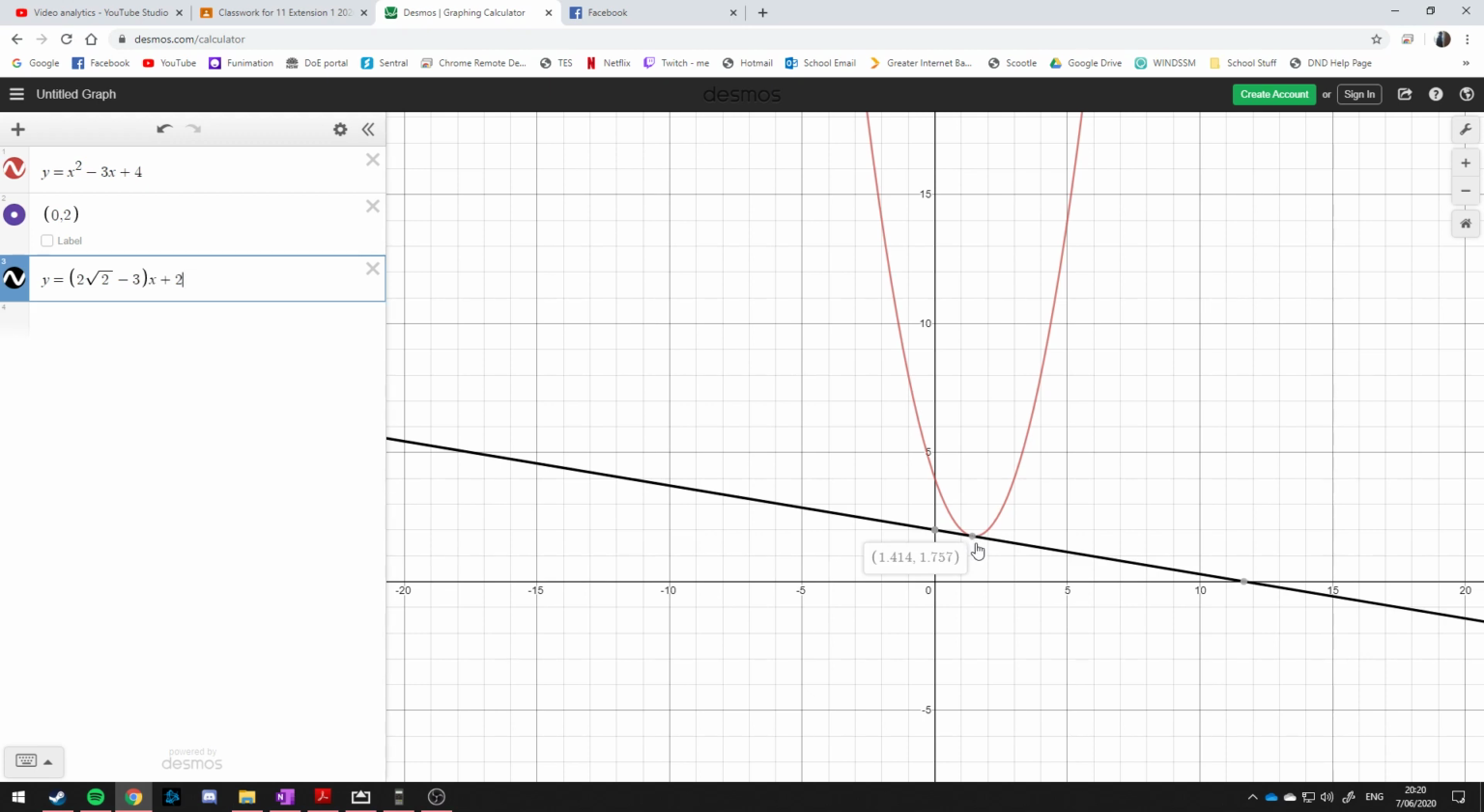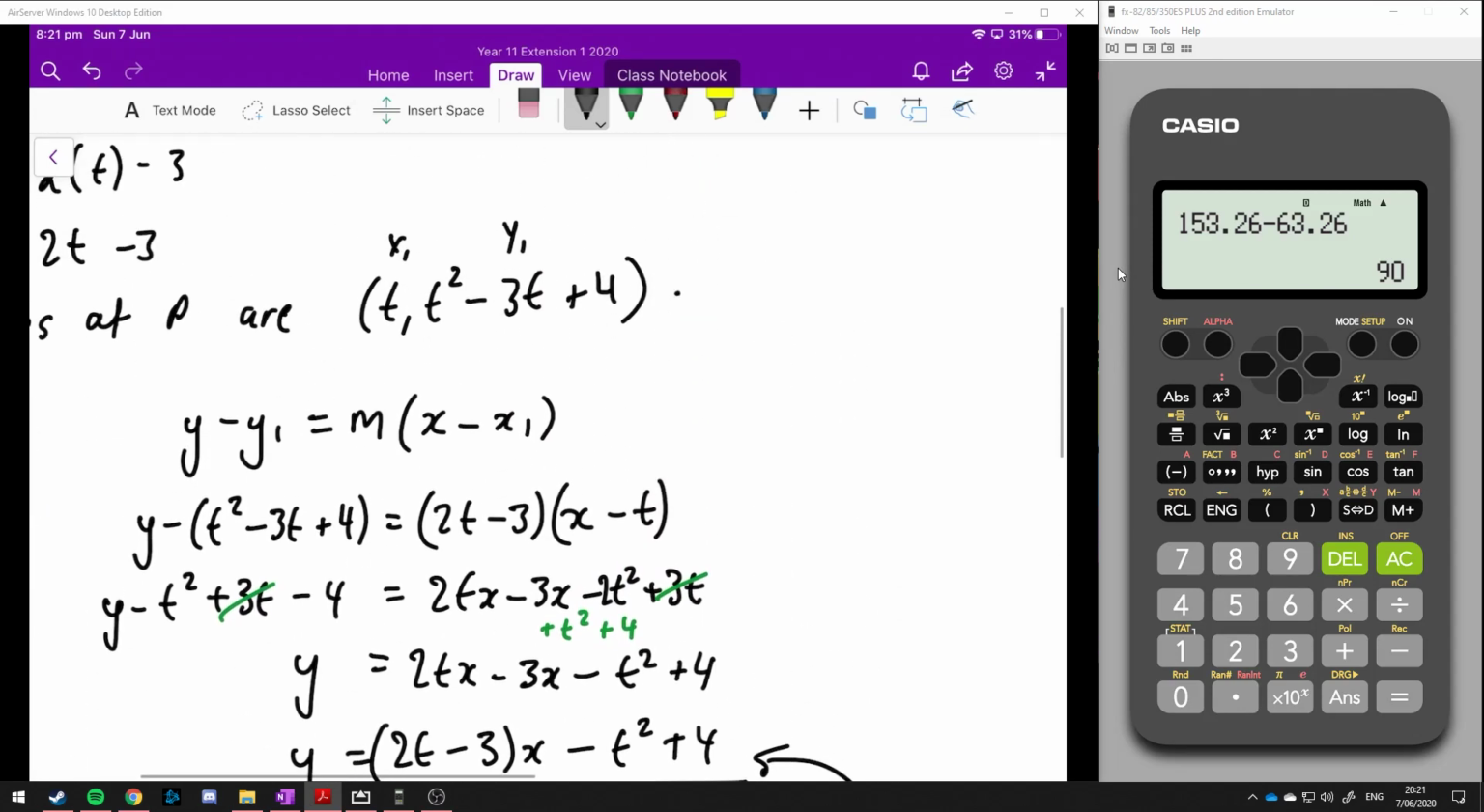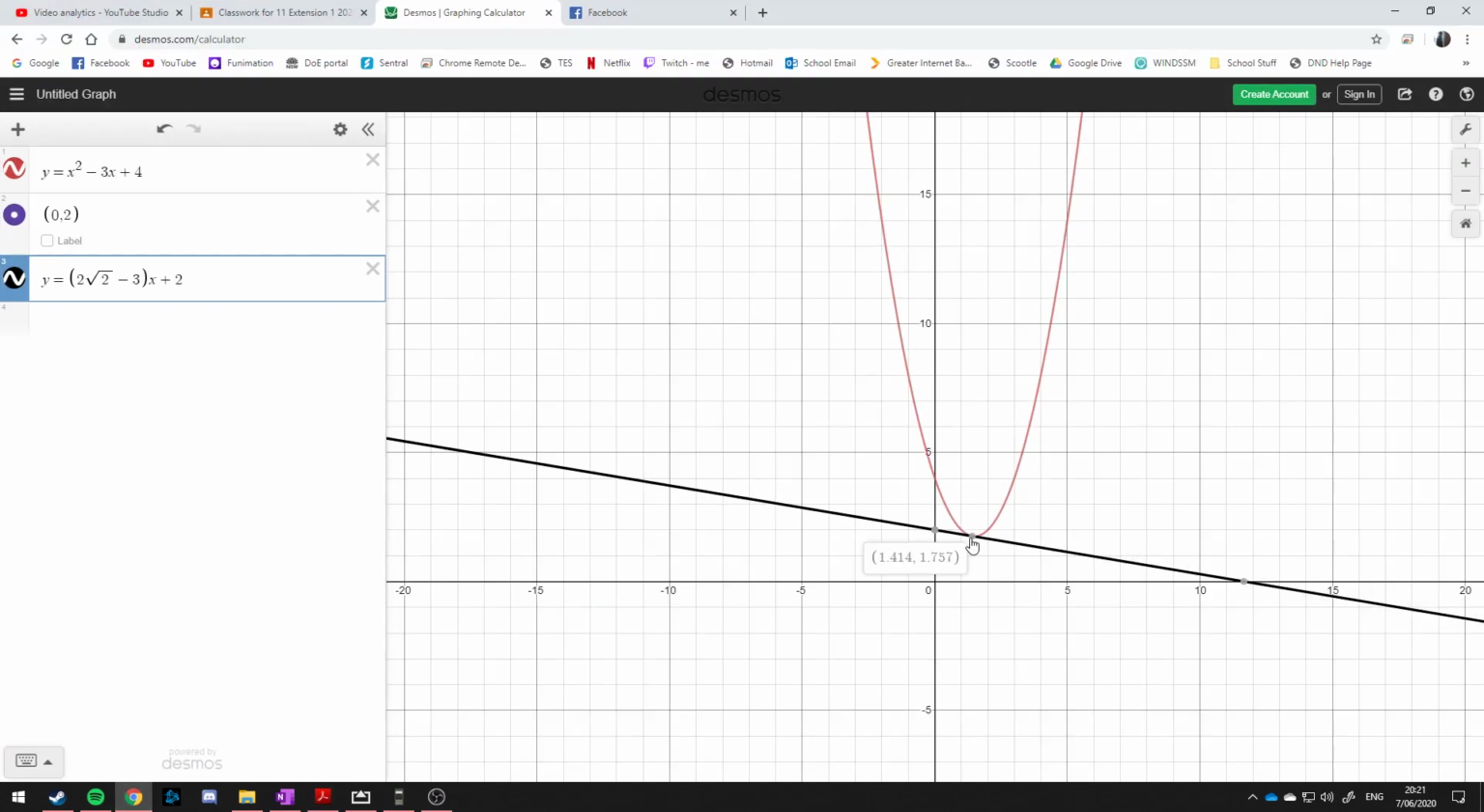If I work out what that value is, we would substitute the square root of 2 back up into this initial equation. So root 2, comma, 2 minus 3 root 2 plus 4. If we substitute it back into there, it will give us this point here. And this black line is the tangent, and it goes through that point 0, 2.